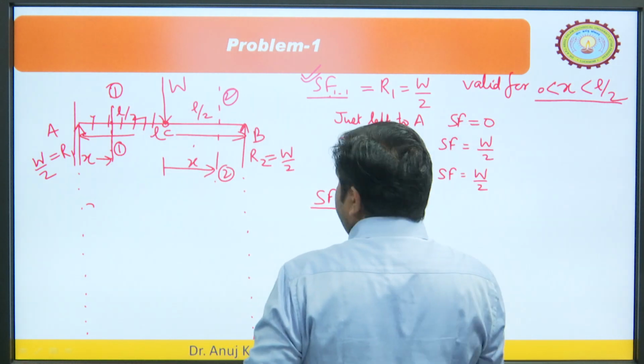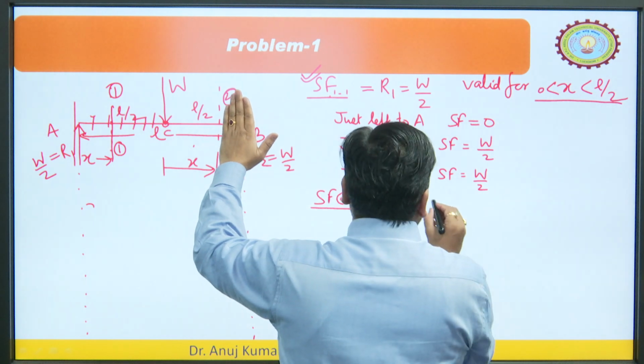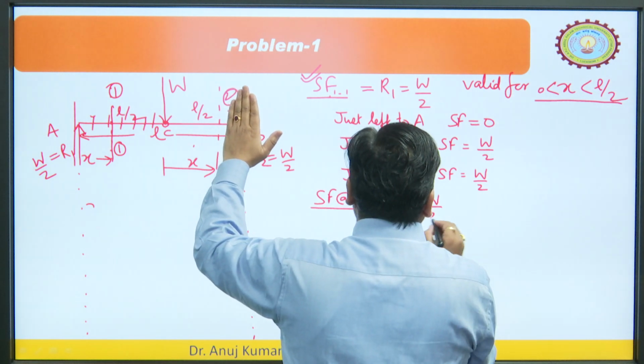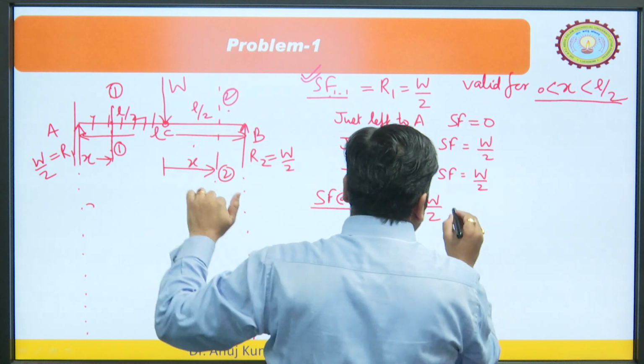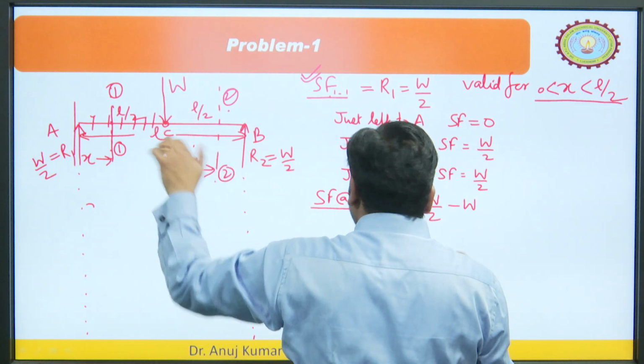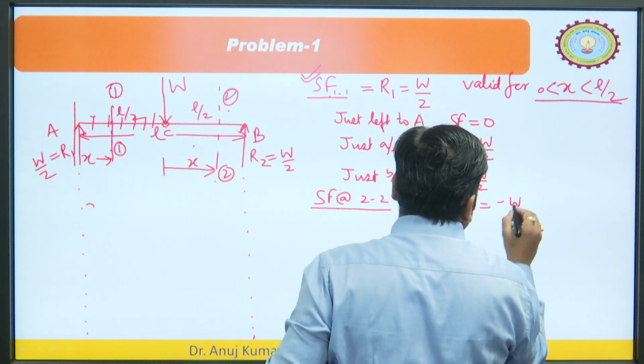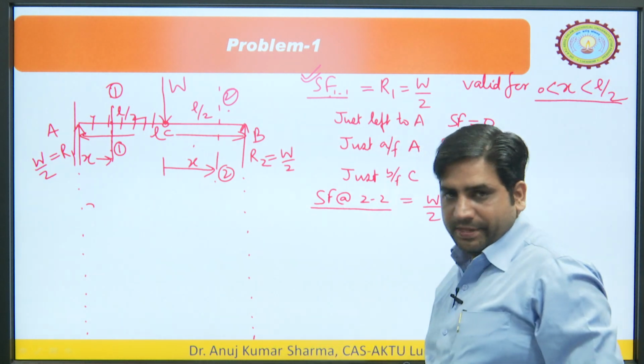So, that shear force would be equal to, now you see the left side. Left side is W by 2, this reaction upward, and minus W, this force is downward. So, what is the value? Minus W by 2. Am I correct?